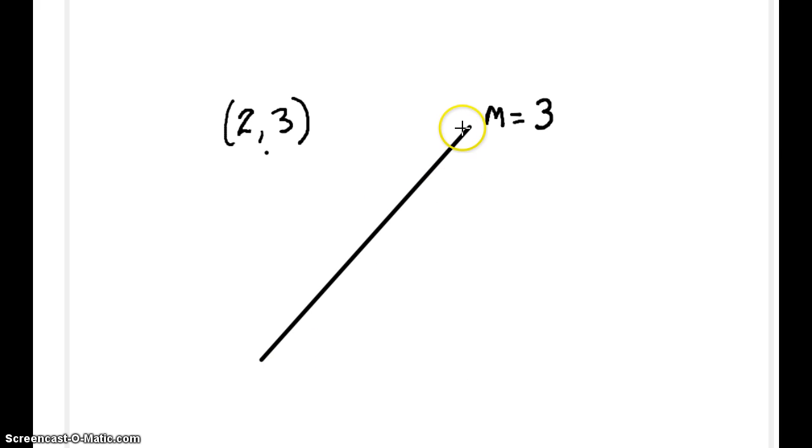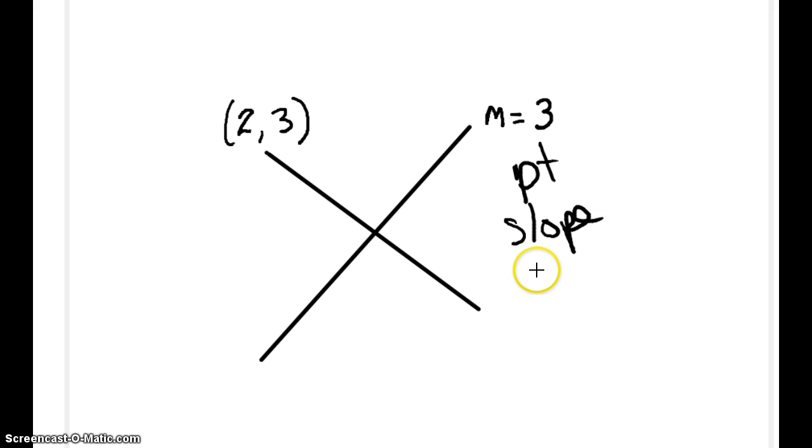Here I have a line with a slope of 3 and I have a point of 2, 3. They want me to write an equation for the line that is perpendicular to the first line and goes through point 2, 3. Well, we learned today that if I have a point and I have a slope, then I can write the equation of any line. So the first thing is, what is the slope of this line? Well, we said the slope can be found by finding the negative reciprocal. The reciprocal of 3 is 1/3.